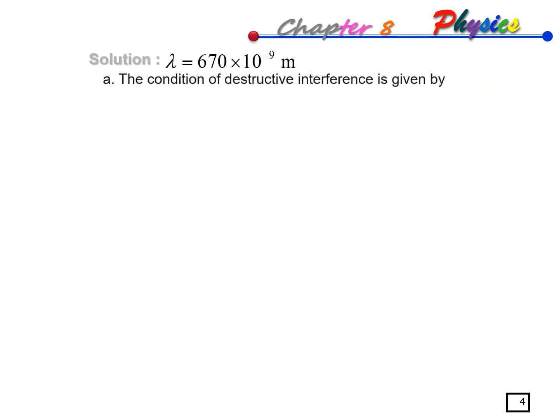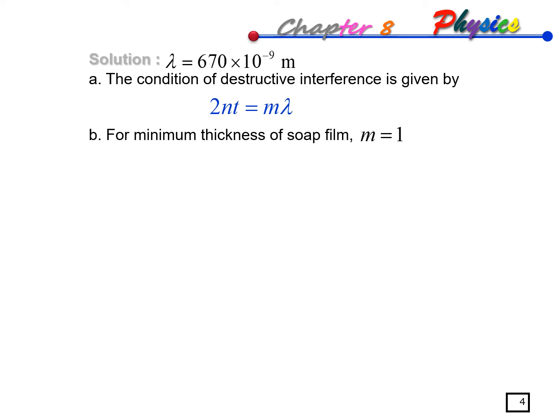Now for the condition, the equation: 2nt will be equivalent to m lambda. If you have m plus half, then it will become constructive interference. And now for the minimum thickness, in the previous one you could have m equal to 0, because you would still end up with a value. Over here you cannot have m equal to 0 because you won't get any value for thickness. So for minimum thickness, m should be the minimum order where we can get a value, which is 1 over here. m will be equivalent to 1.